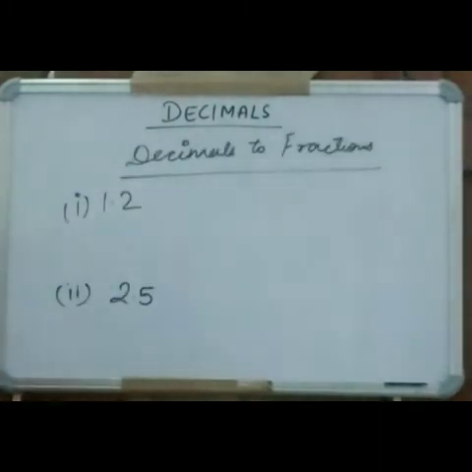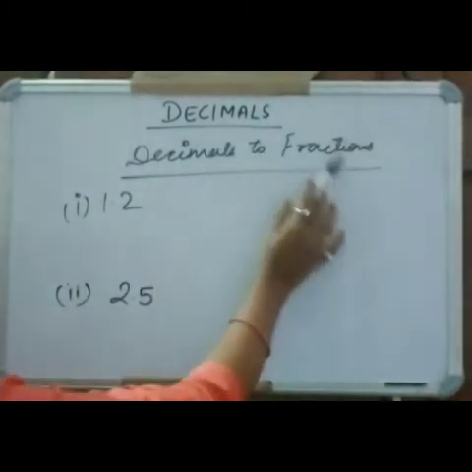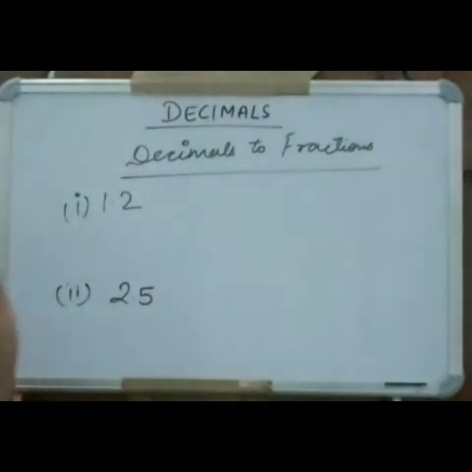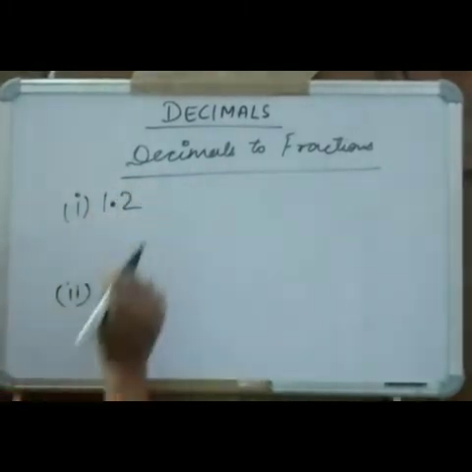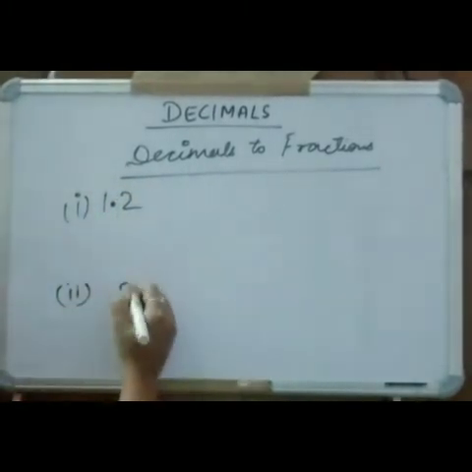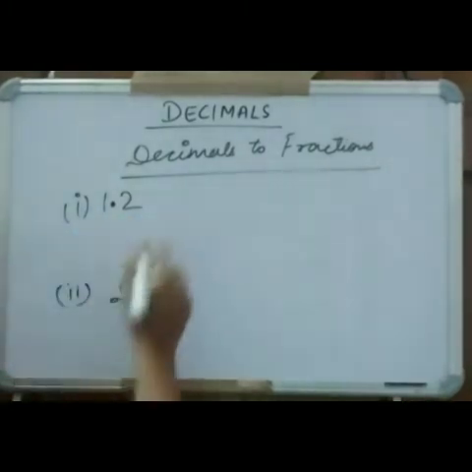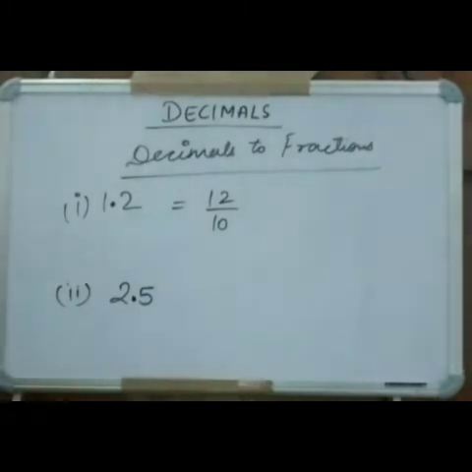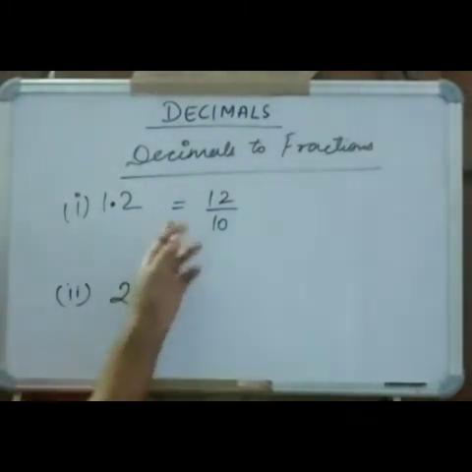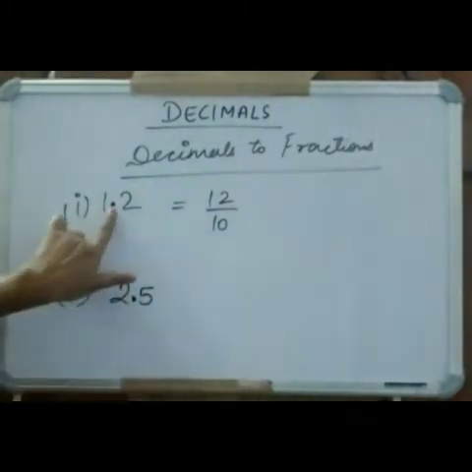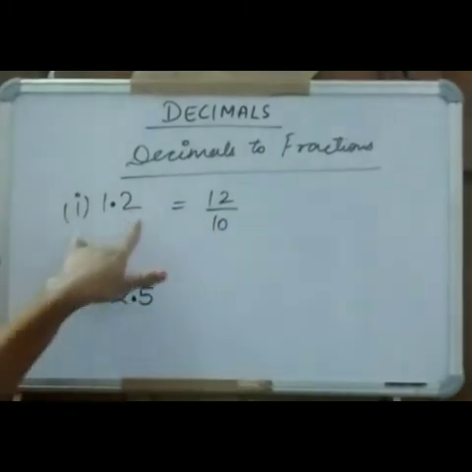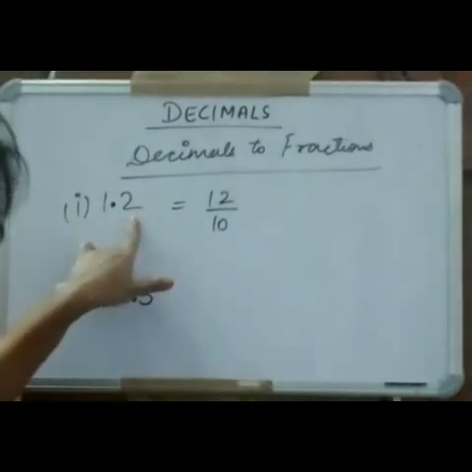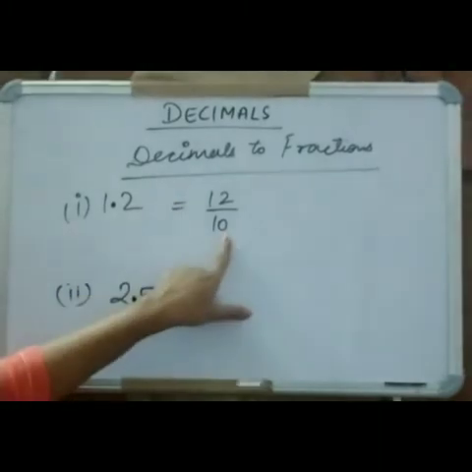Now see the next one, decimal to fractions. Earlier we have done fraction to decimal. Now here numbers are given in decimal and we have to convert them into fractions. So the first one is 1.2. How will we do it? First of all, we will write it in terms of fraction. In place of the decimal we put 1, and after the decimal how many numbers are there? One number is there, so we will put one 0.